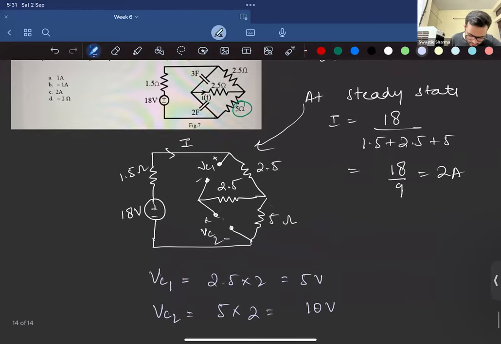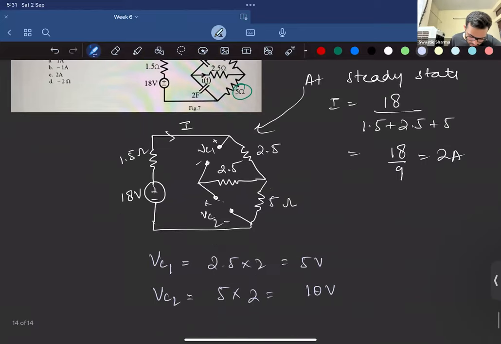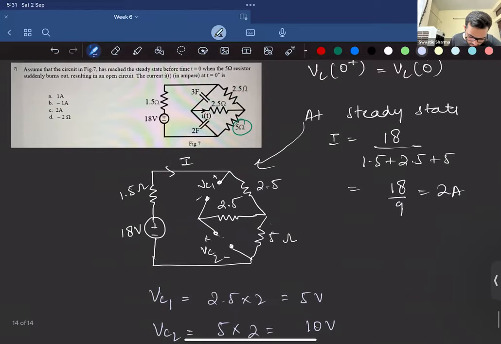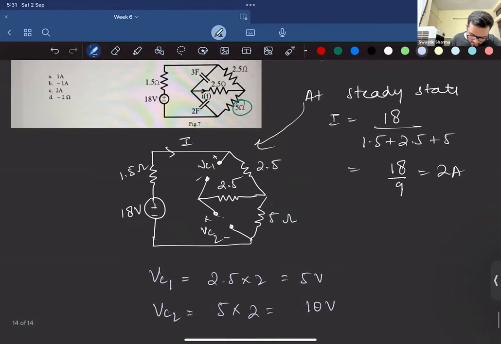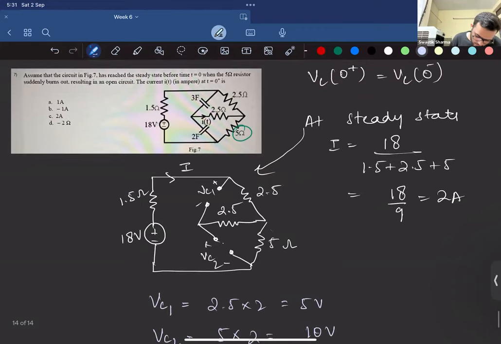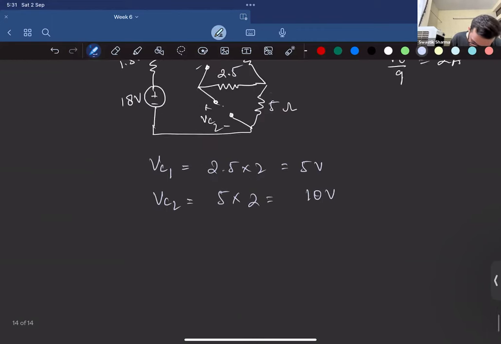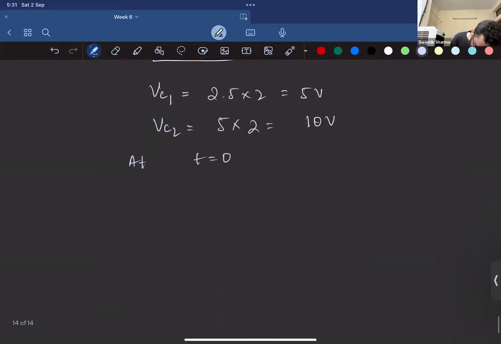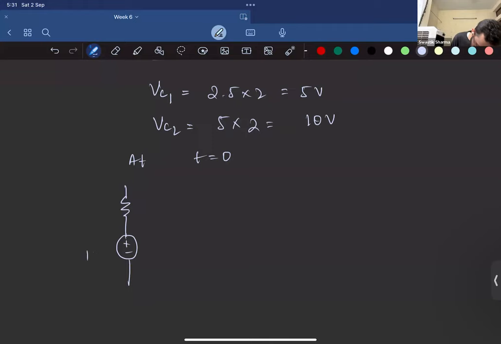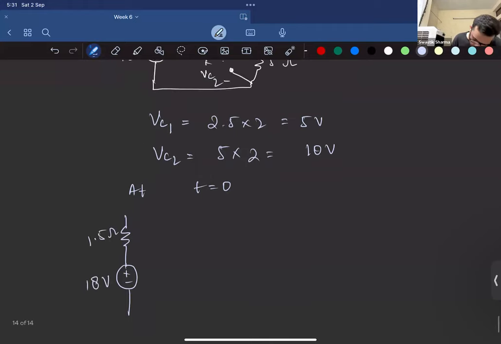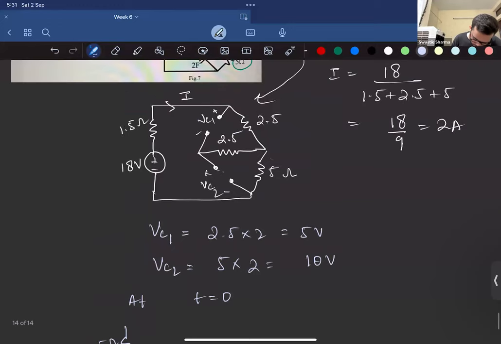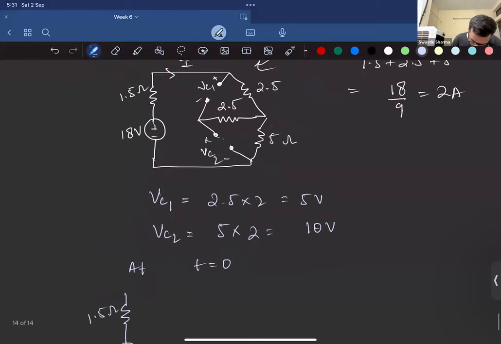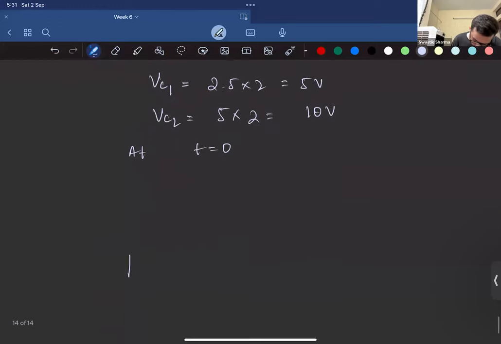Now it's saying that at t equals 0 plus, the 5 ohm resistance blows up. So let's try at t equals 0. Redraw the circuit. Plus, minus. I should have copied that. Let me not copy it.